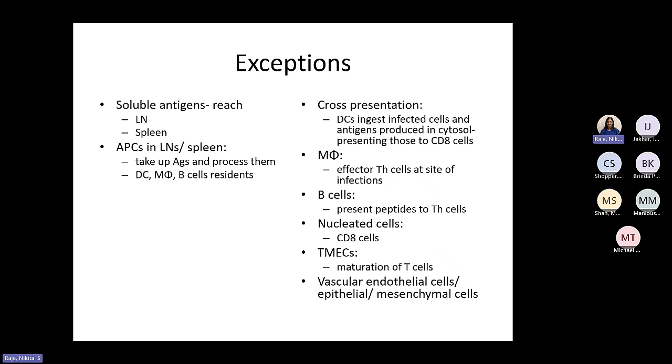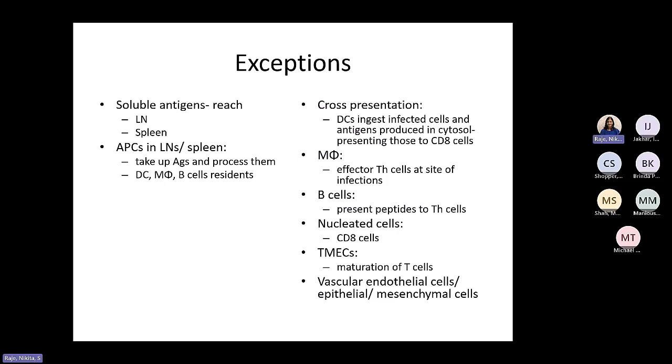So in those cases, APCs, such as dendritic cells, will ingest the infected cell and antigen that's produced in the cytosol. And instead of presenting those antigens to the CD4 cells, they'll present those antigens to CD8 cells. And that's called cross-presentation.